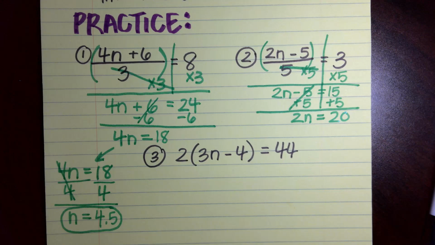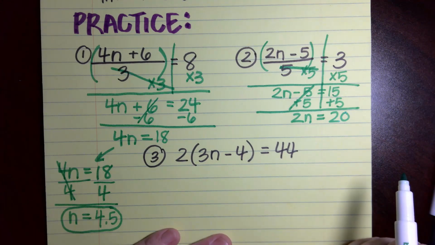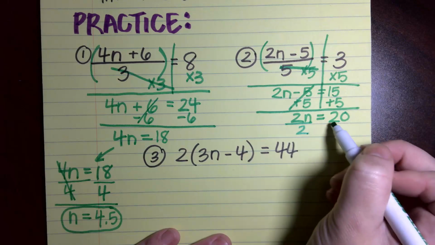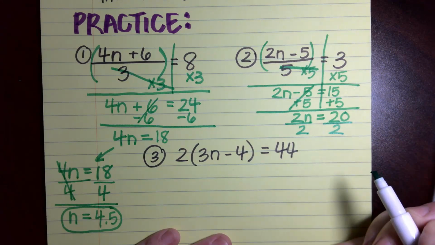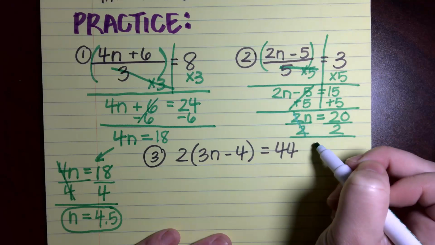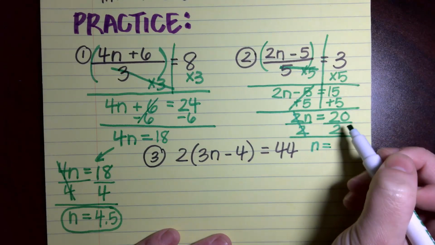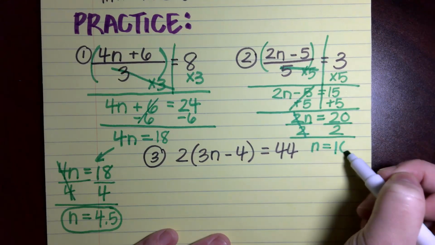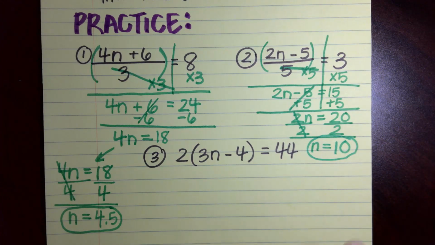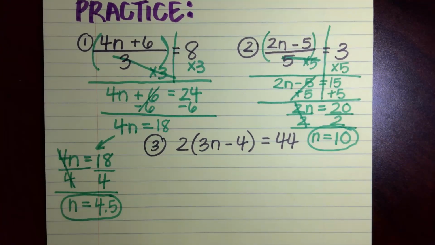Good. All right. Now what? 2 divided by 2. And 2 divided by 20. Perfect. Cancel our 2s. My 2s cancel. I'm left with n equals 20 divided by 2, which is 10. Good job, guys. Okay, let's check out number 3 now.